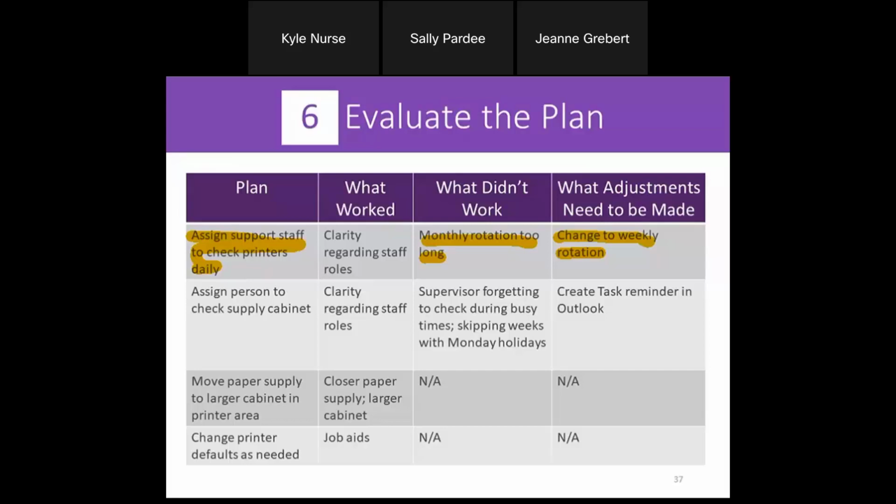Yeah, and exactly, Kyle. I think we talked about that earlier too, that sometimes when you're getting into your solution and you're evaluating whether it worked, you realize there were other problems, and you need to rethink your definition of your problem.